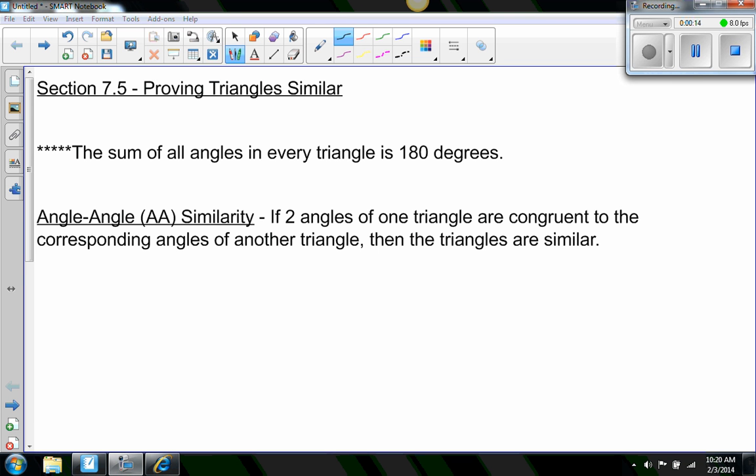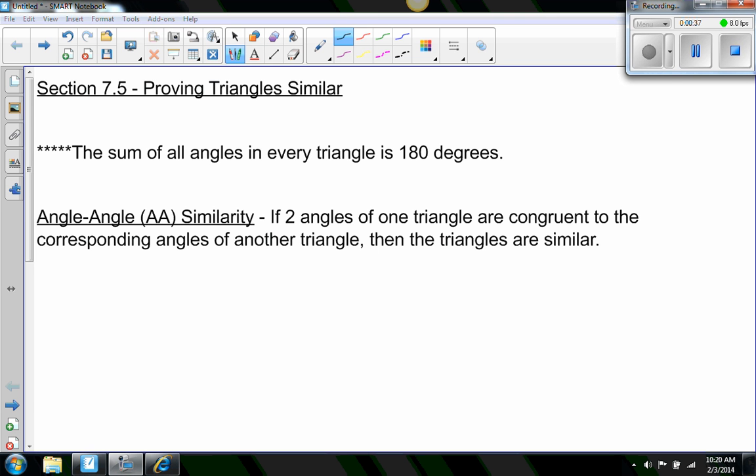If you can remember from earlier in this chapter, we did proving that triangles are congruent using the ASA, SAS, and the SSS rules. This one is a little different because these ones are not congruent, but they are similar. Okay, similar means same shape, different size.